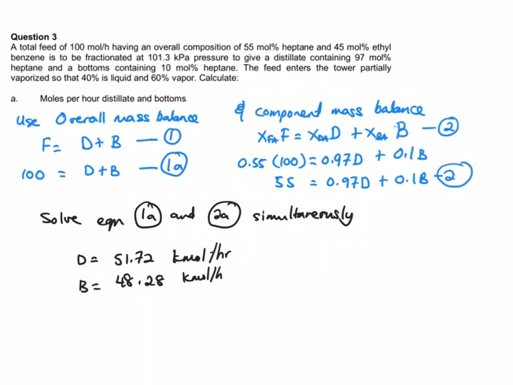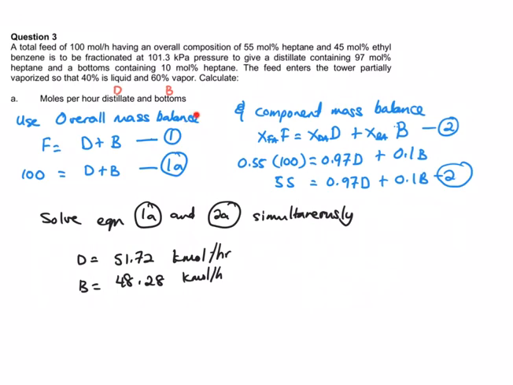This is how you calculate the mole per hour for your distillate and the bottom. You need to find the two unknowns, where you are also given the flow rate of the feed. So you have two unknowns, therefore you need two equations to solve this problem.